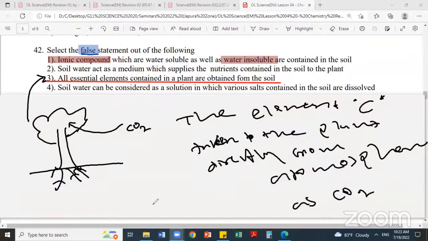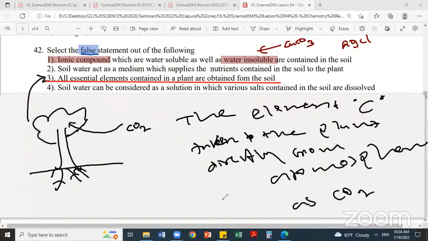Okay. Corals are made of what? Limestone. What is the chemical formula? Calcium carbonate is a precipitate. It is insoluble. It is not soluble in water. Right? Silver chloride, AgCl, is a precipitate. It is insoluble in water. There are ionic compounds that are insoluble in water as well.